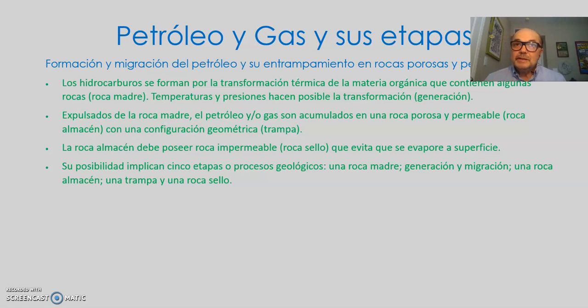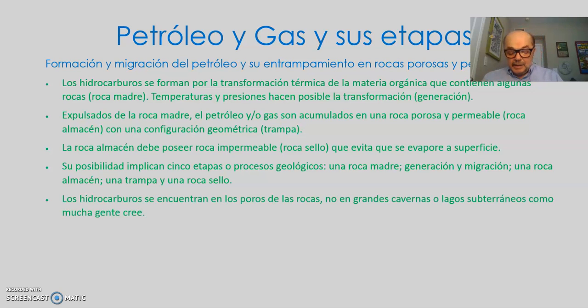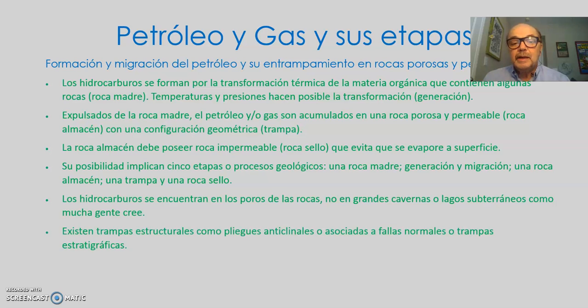So five stages and geological processes have to be involved: the pressure cooker or mother rock, the generation, the migration, the stock rock, the trap, and the seal rock. Those five things have to be involved for the accumulation to exist. And that's where we find the hydrocarbons, in the stock rocks, where porosity and permeability are present, and the seal, like we said before.